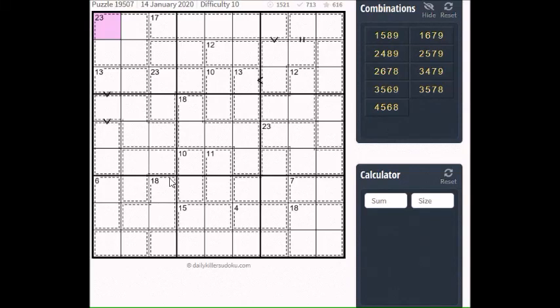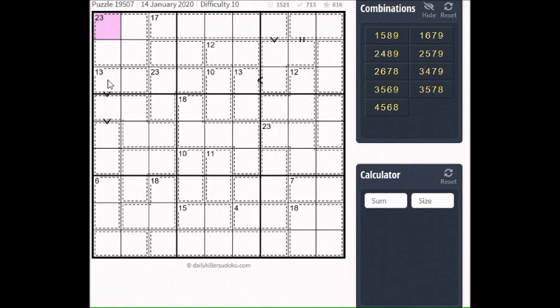Hello everybody. Today I'm going to solve puzzle number 19507. This time I'll solve it with the challenge of not using candidate lists.